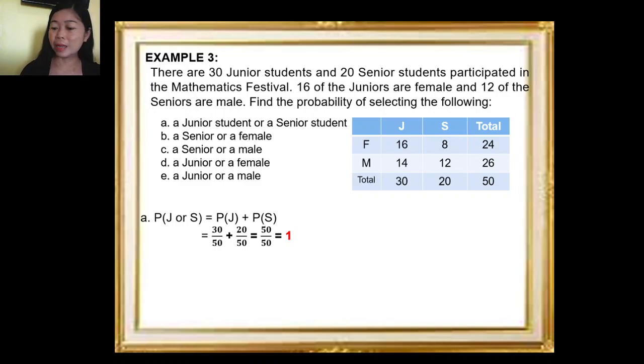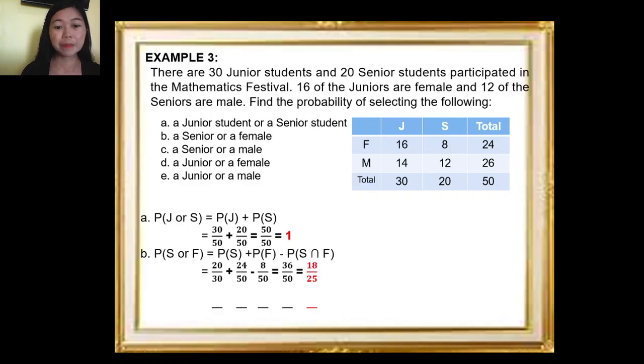Ayan. Next, letter B. Probability na senior or female. So, the probability that the student selected is a senior student or a female student. So, ayan. Kung makikita natin sa table, senior, ilan ang senior? 20. Ilan ang female?